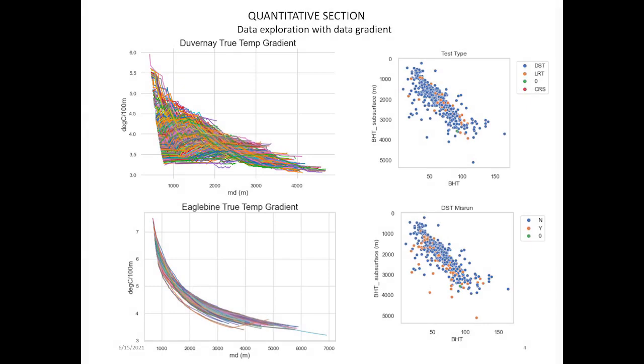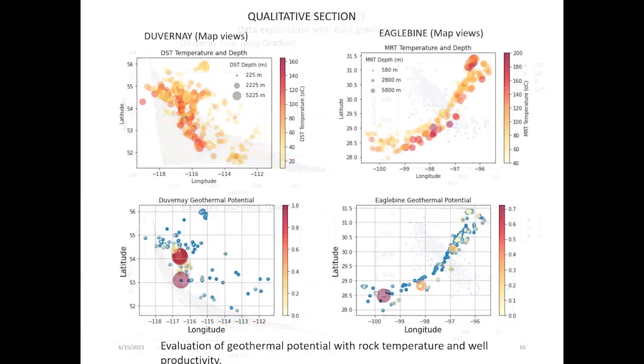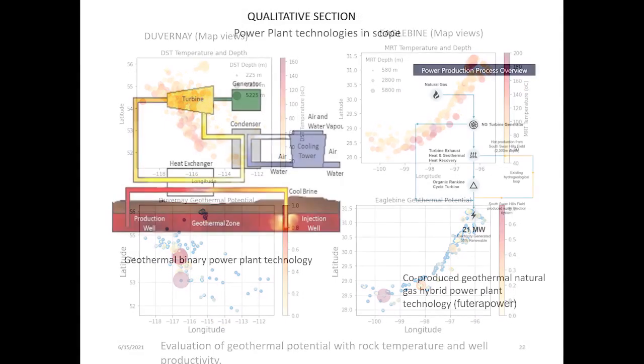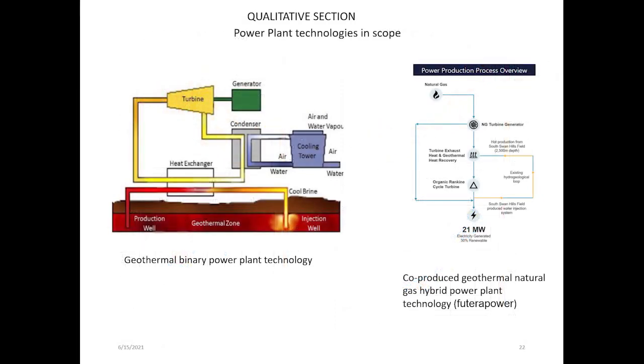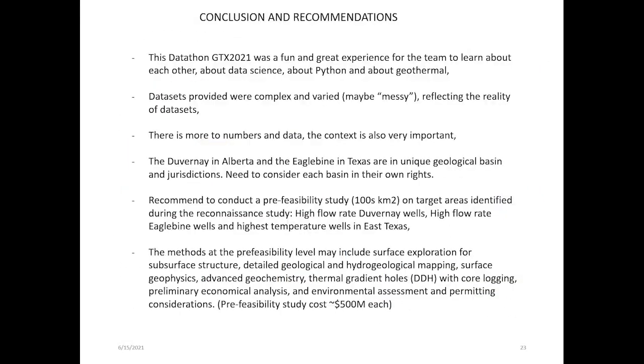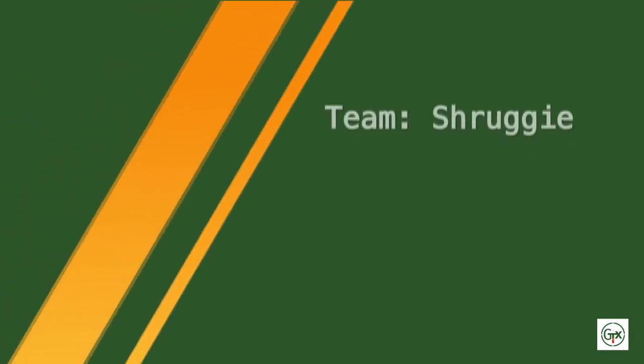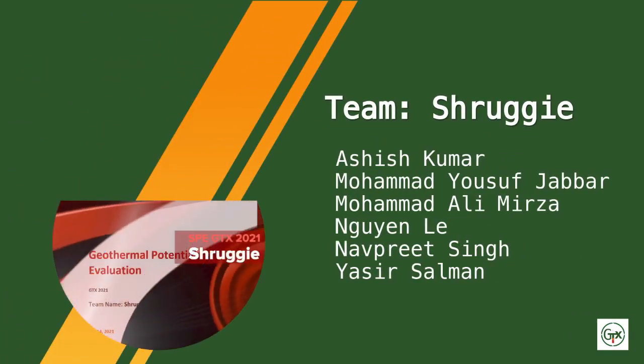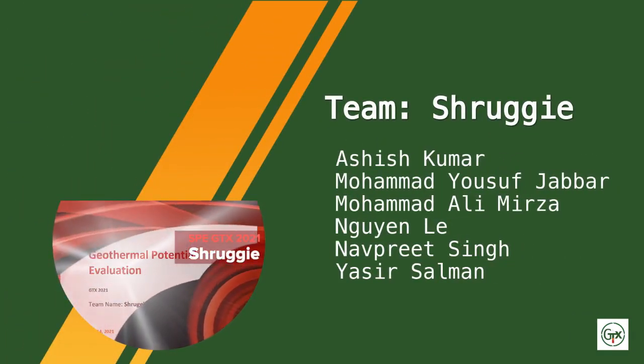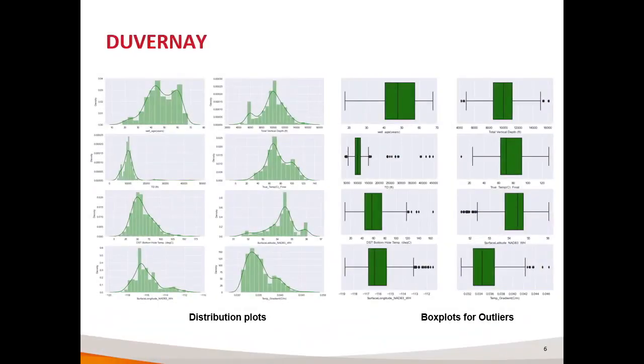followed by further exploration on the data gradient for both the Duvernay and the Eaglebine, geothermal potential of the rock with their temperature, along with the well productivity example, a project plan in scopes and technologies. In conclusion, this Datathon... outlier present in the Duvernay Basin.